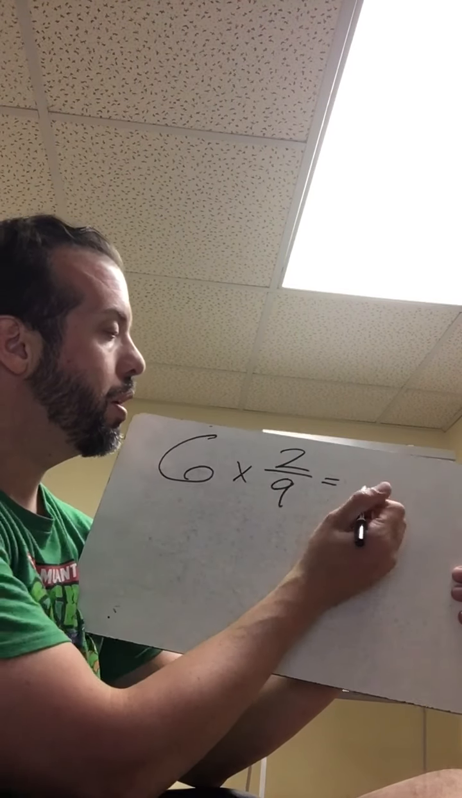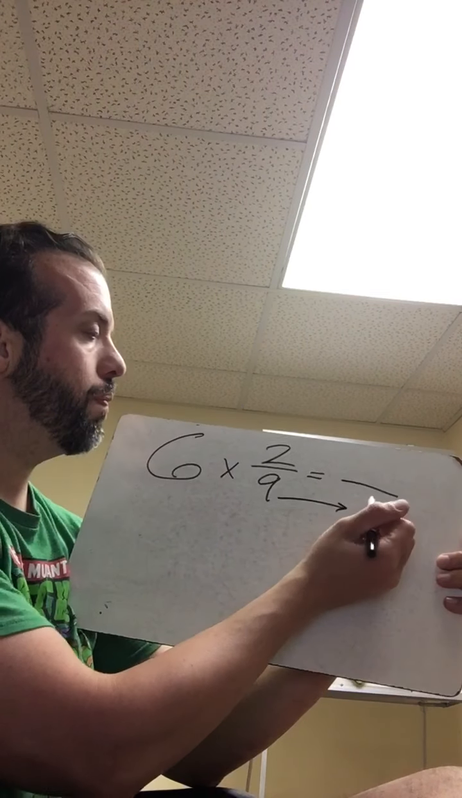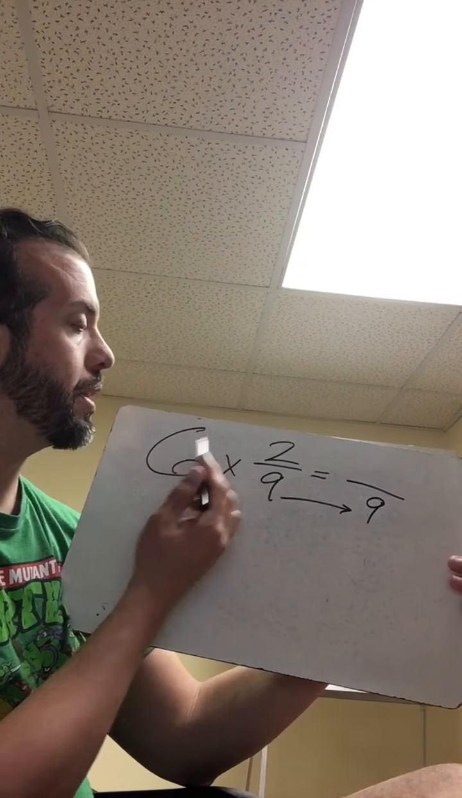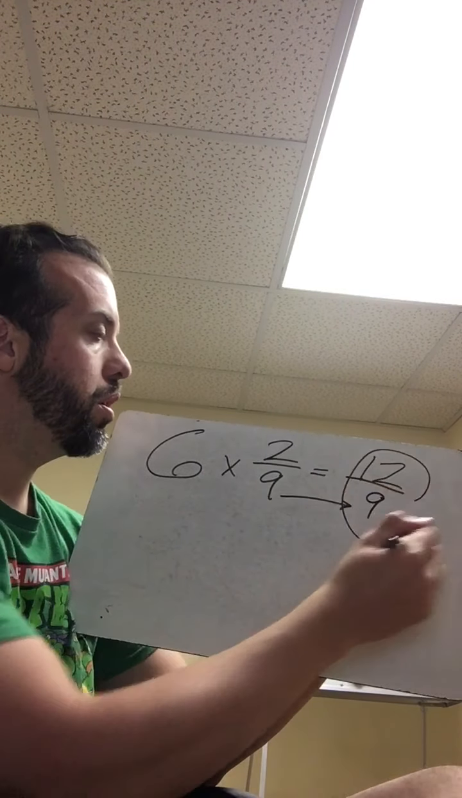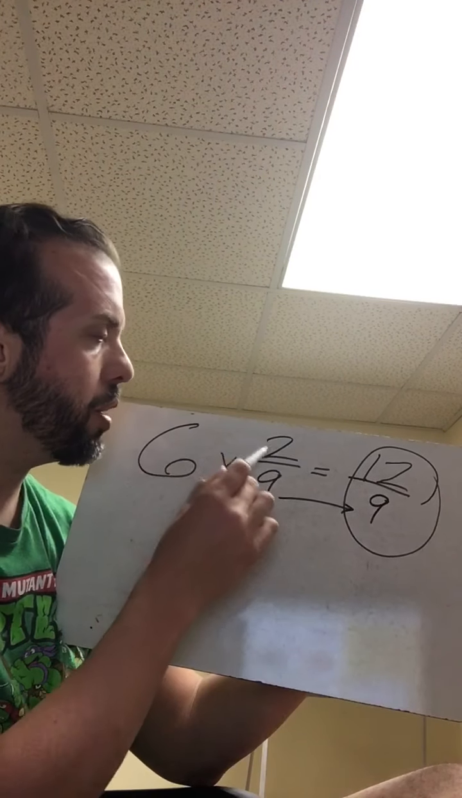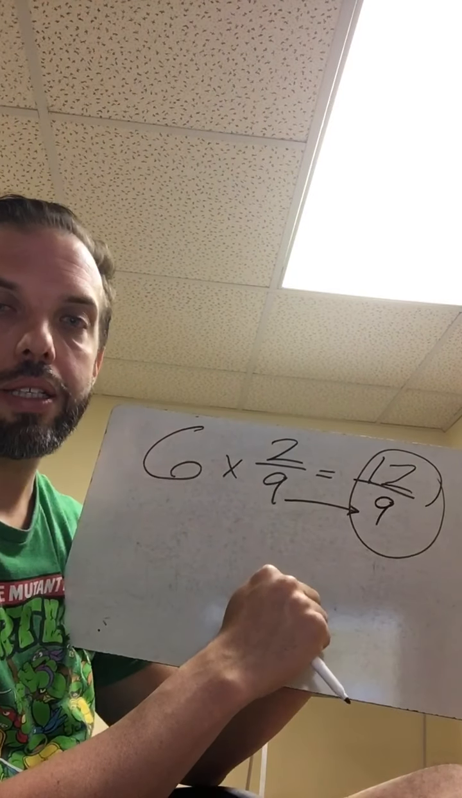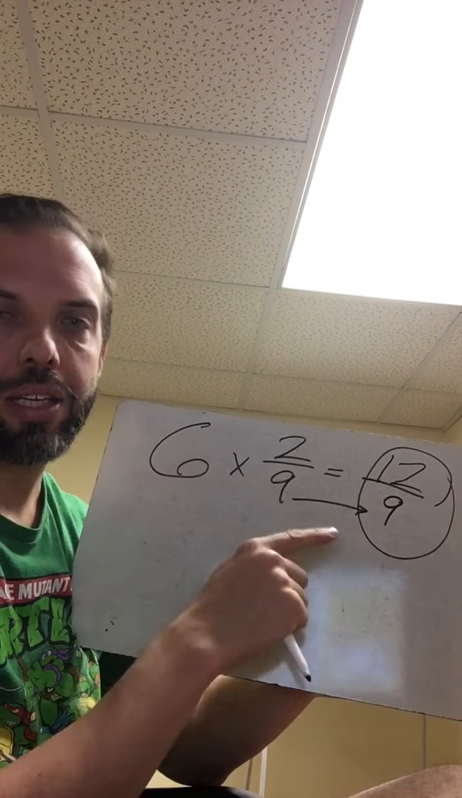6 times 2/9. I'm going to slide my 9 over. Denominator stays the same, and multiply 6 times 2. My answer is 12/9. Okay? Just multiply your whole number times your numerator to get a numerator of 12. Denominator stays the same. So that's if they wanted the answer.